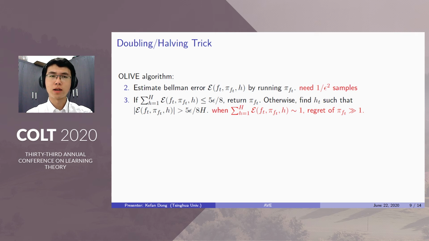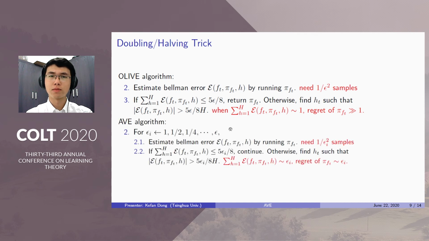Our adaptive value function elimination algorithm gradually estimates the Bellman error. Every time we double the precision, so we can efficiently identify the case where the Bellman error is large. And of course, the elimination step is also done in this precision.